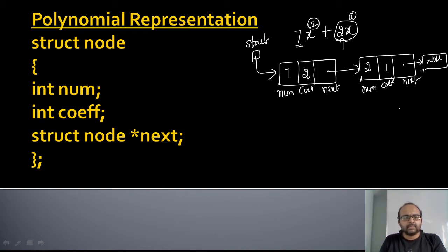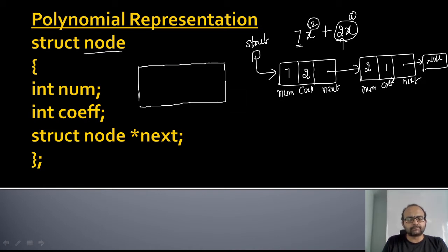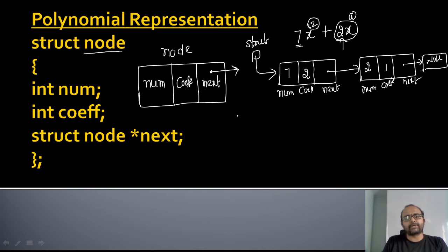From this we can easily understand that struct node is going to create a node. This node contains a total of 3 parts. The first part is num, the second part is coefficient, and the third part is next. Next is basically the pointer pointing to a similar node, because this is of type struct node.